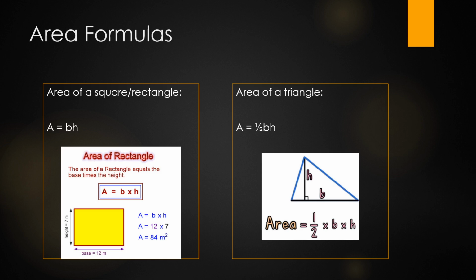You might remember that area of a square or rectangle is just base times height. Okay, so base times height, which is two of the different side lengths. And area of a triangle is almost the same, except we need to multiply it by 1/2. So 1/2 base times height.